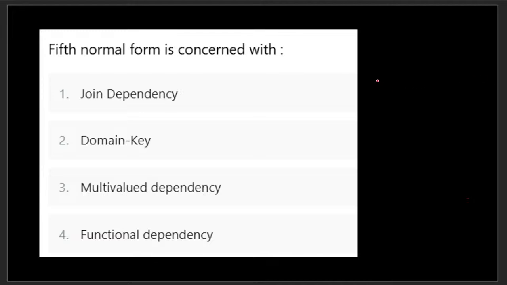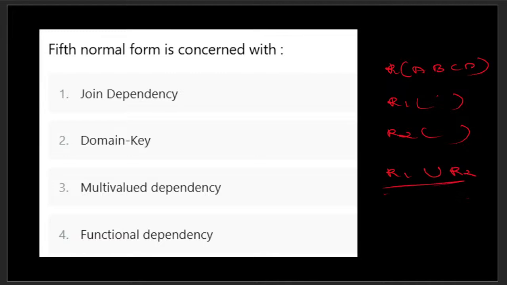So you all know what decomposition is. This is a relation A, B, C, D given. We can decompose this into several relations, right? And once we join them, it should still give us the original table, right? And who will guarantee this? Joint dependency. That is why fifth normal form is concerned with joint dependency.